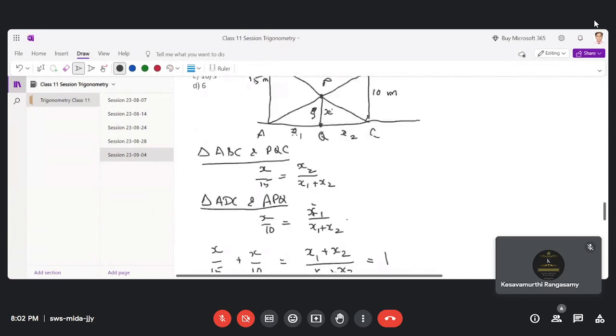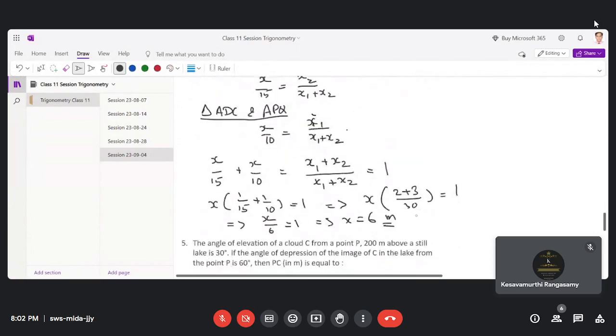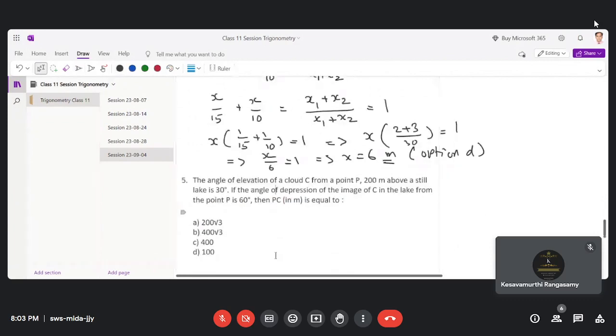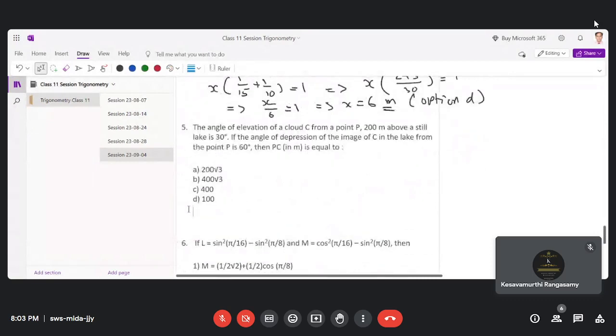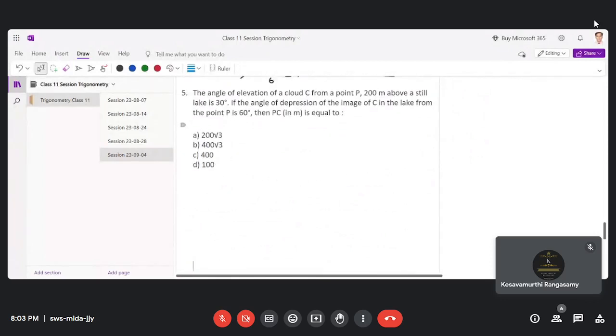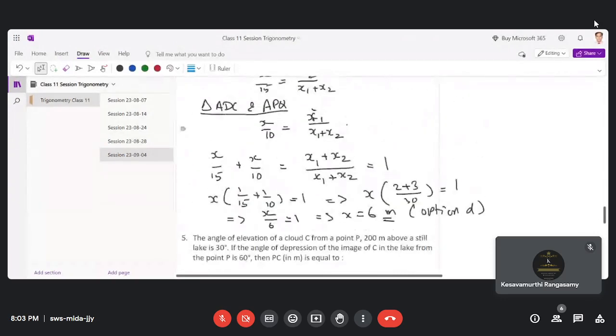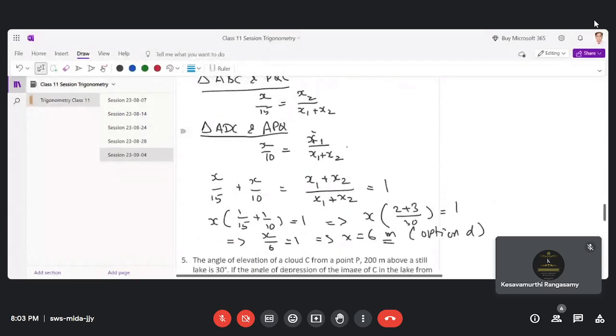6 meters is an option, right? D. Let's look at the next problem. You're okay, right? Sundaresan and Akshaya? You have followed this problem?